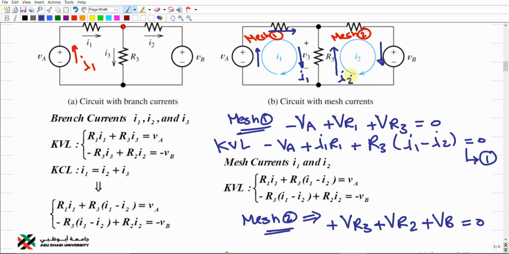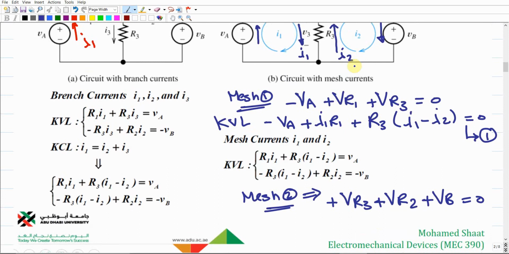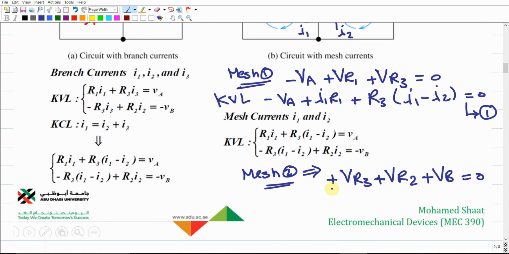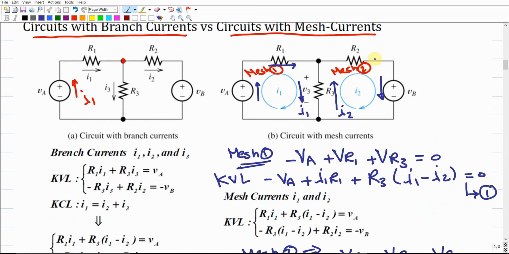In this case, our main reference, we're going to consider it the I2 since we're already working over mesh 2. So the voltage over R3 will be R3 times (I2 minus I1), plus, how much is the current over R2? R2 is included within only one mesh. It is not common between two different meshes. So the current over R2 will definitely be just I2. Make sense?